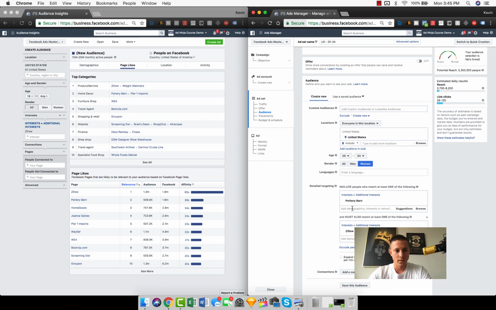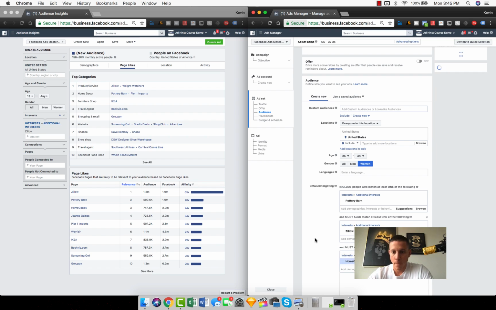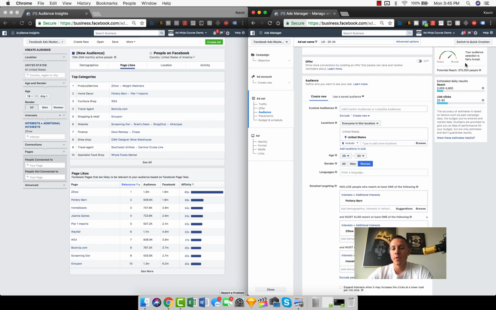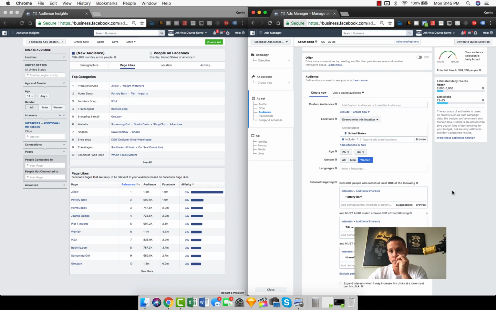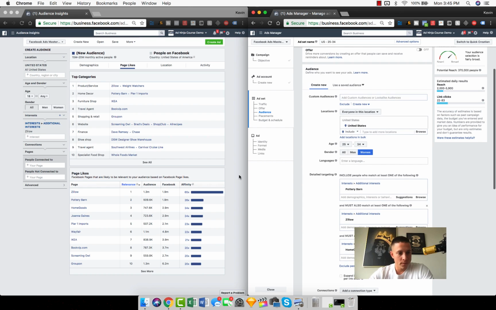So we're going to cut that down a little bit, and we're going to type in, or this is actually going to improve it or make it larger. So we're going to narrow further, and we're going to do home goods. So that cuts it down from 3.3 million down to 370,000, which is getting a little bit better.